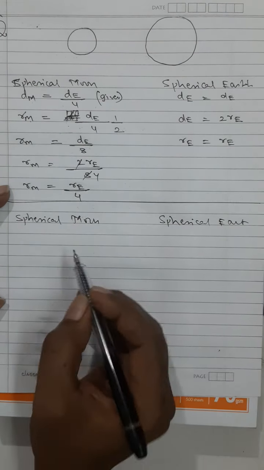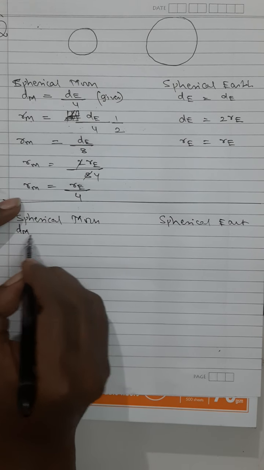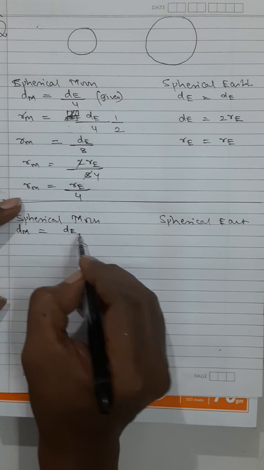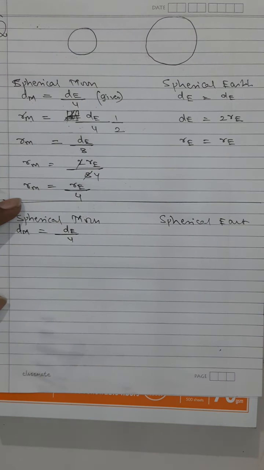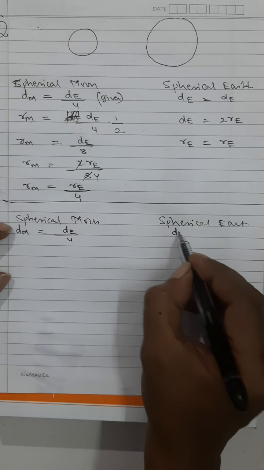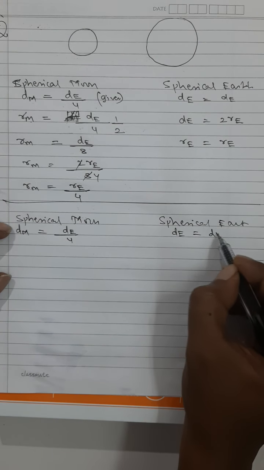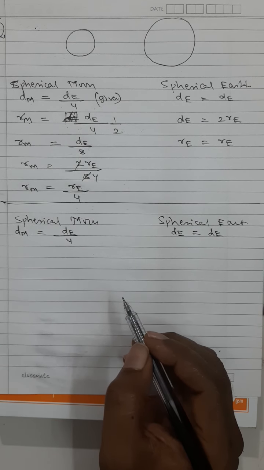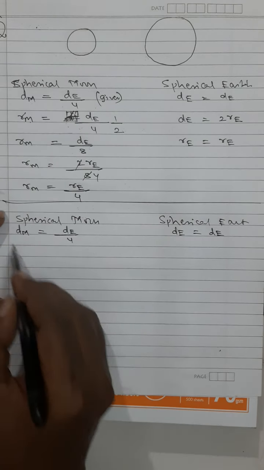They have given me that. Diameter of moon is equal to 1/4 of diameter of earth. So I took diameter of earth, 1/4 of this is going to be the diameter of moon. And diameter of earth is just diameter of earth at present. They are giving me nothing else. They are just telling me to find the ratio of the surface areas. So I will have to find the surface area of this.